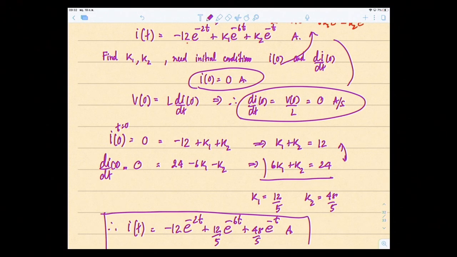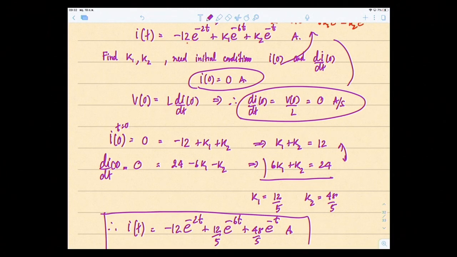So you get some ideas how to solve differential equations that have forcing functions.